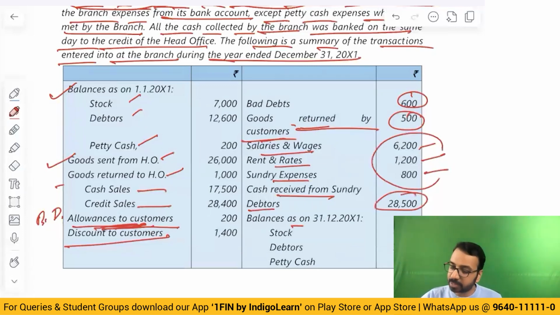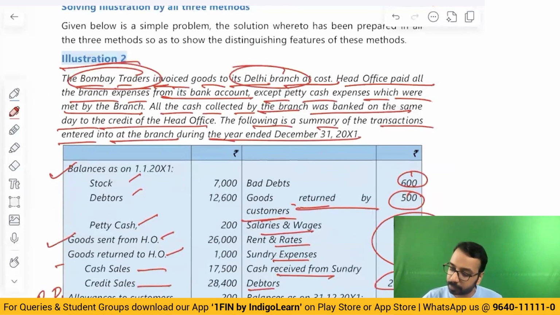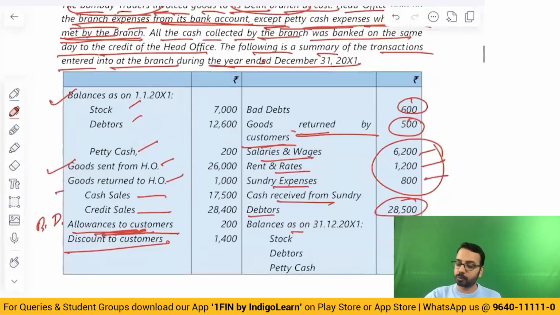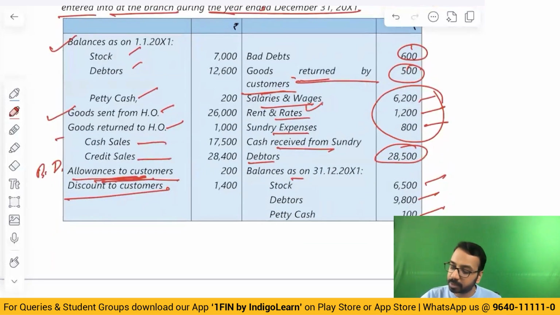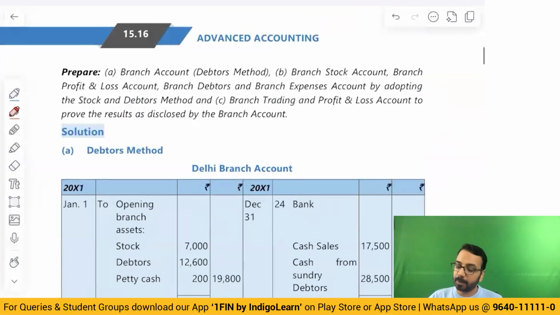Now these expenses, except petty cash expenses which were made by the branch, others are made by the head office. So rent, rates, sundry expenses, salary and wages, these expenses are incurred by the branch, but met by the head office. Prepare the branch account by the debtors method, then the second method and third method.